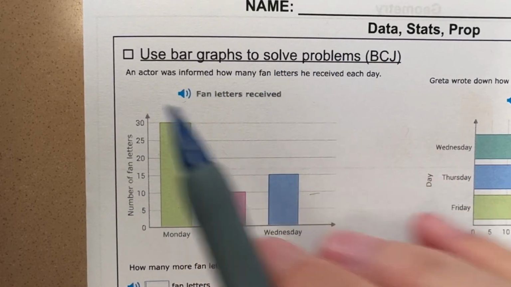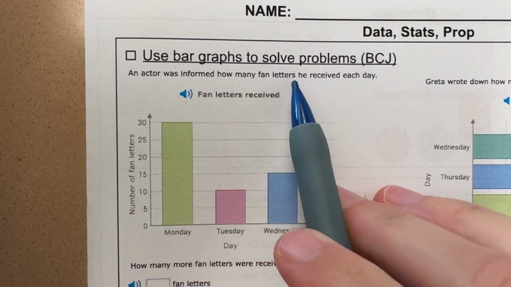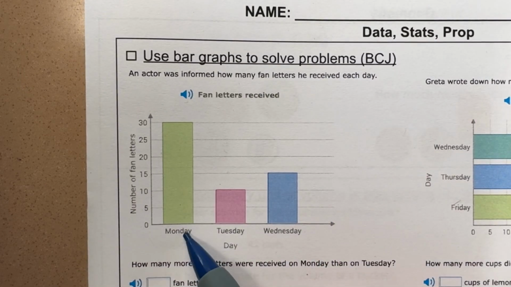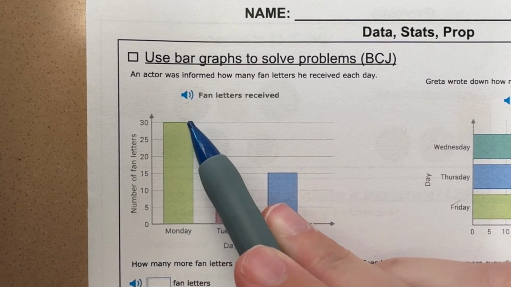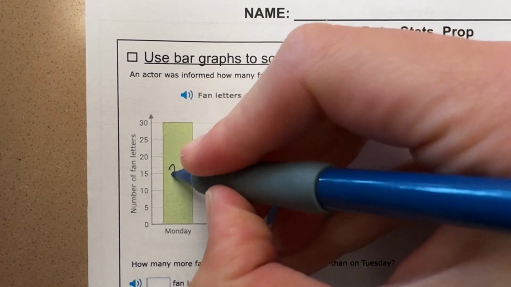Use bar graphs to solve problems. Let's see. An actor was informed how many fan letters he received each day. Okay, so on Monday, let's look. How many letters did he receive? Look, it goes up to the 30 line. So this day he received 30.